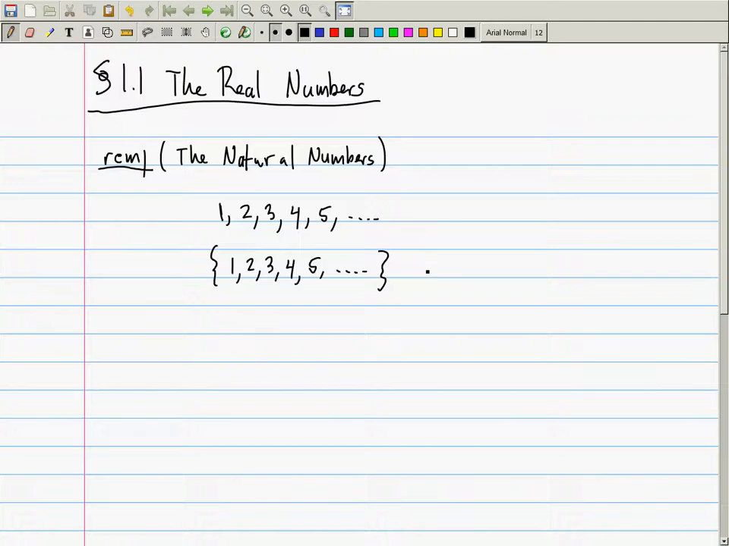Now how many numbers are in this set? A lot. Okay, so I like that answer, but there's a more precise word that starts with I that I'm looking for. Infinity, right? There's infinitely many numbers in here. So how can we be sure that there's infinitely many numbers?